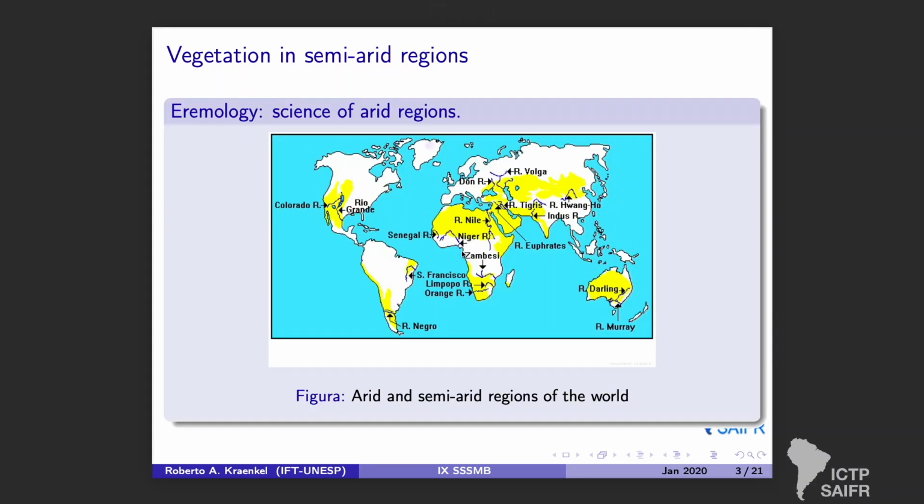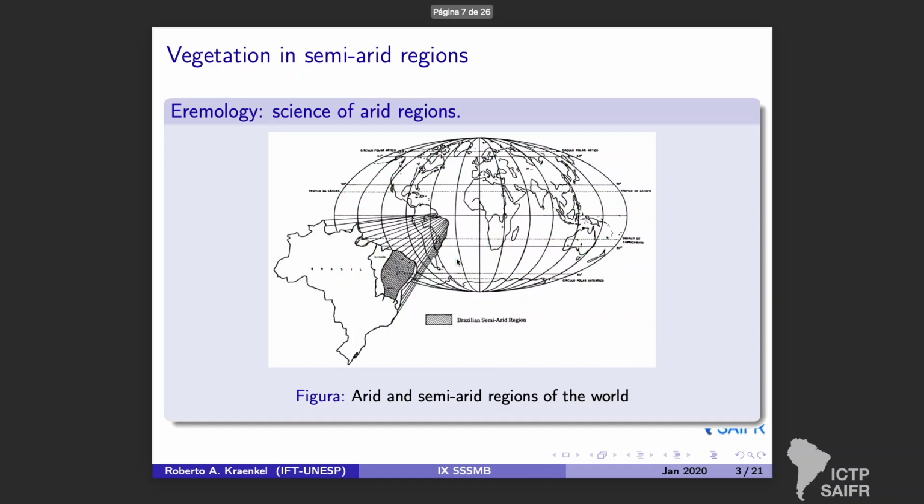So, let's start with an idea. Arid and semi-arid regions of the world are present pretty much everywhere, right? So this is relevant for many places in the world. Here in Brazil, for instance, you have in northeastern Brazil a semi-arid region also.